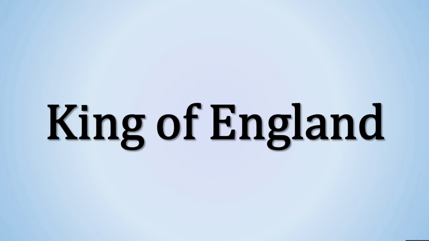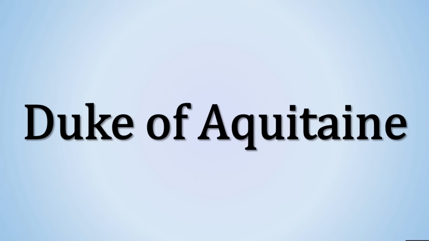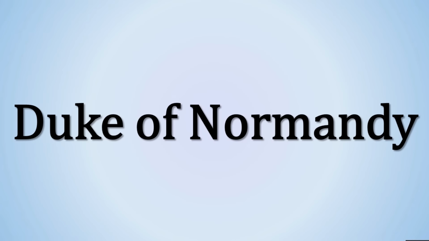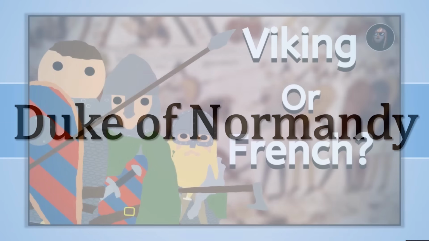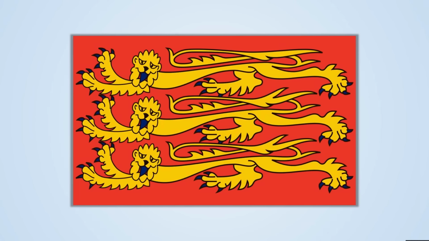Now, during Richard I's reign there are three lions, because he was King of England as well as Duke of Aquitaine, so in the southwest of France, and also the Duke of Normandy. And if you want to find more out about the Duchy of Normandy and its Viking roots, then you can do that here. So that explains the lions.